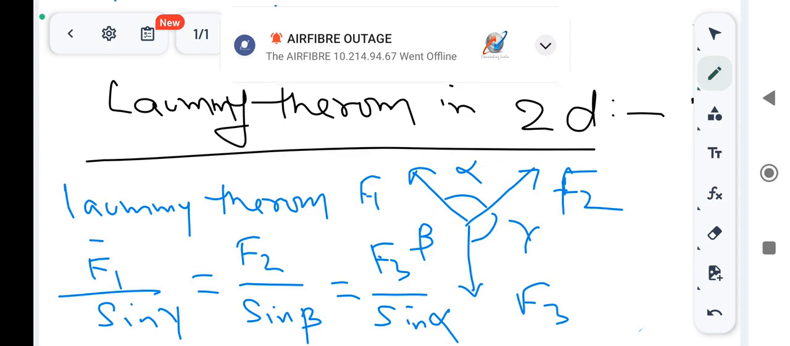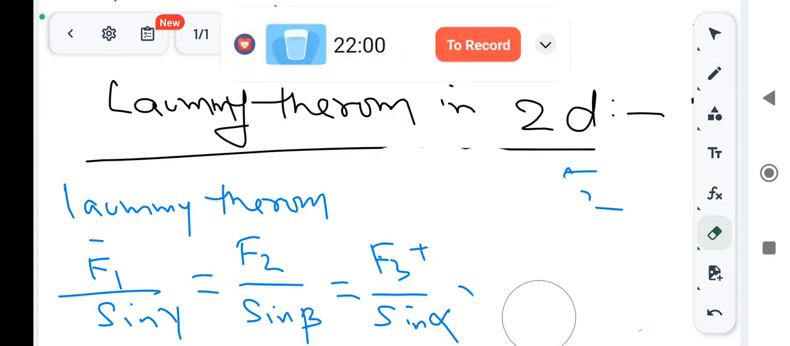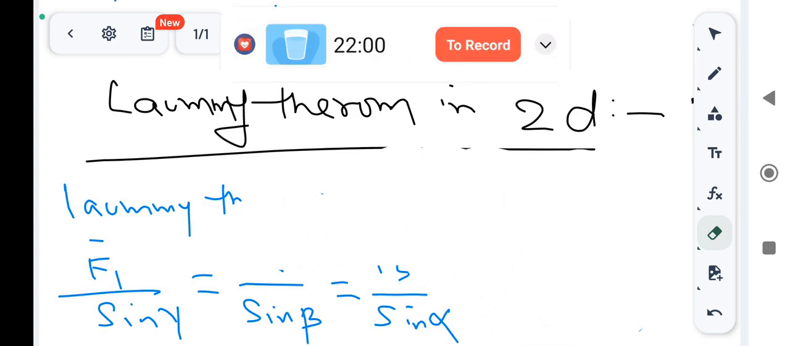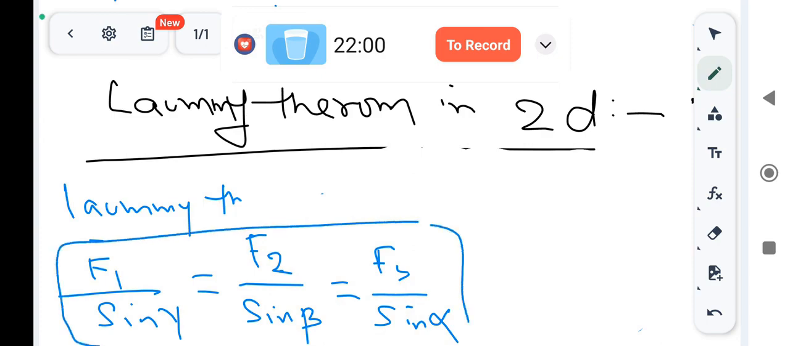This is the Lamy theorem. Lamy theorem is this: F2 and this is F3. This is the Lamy theorem.